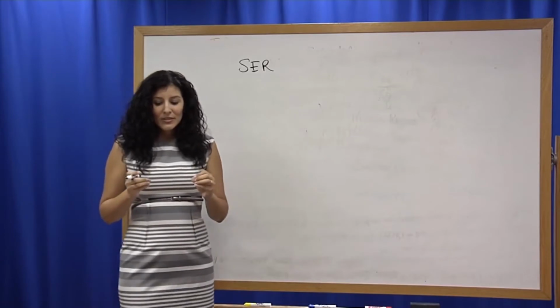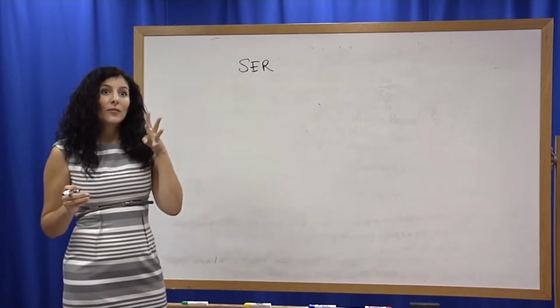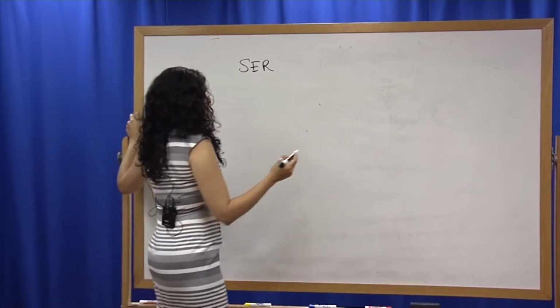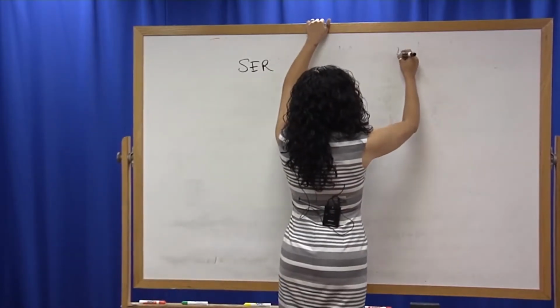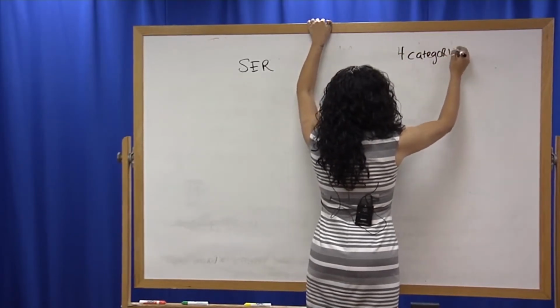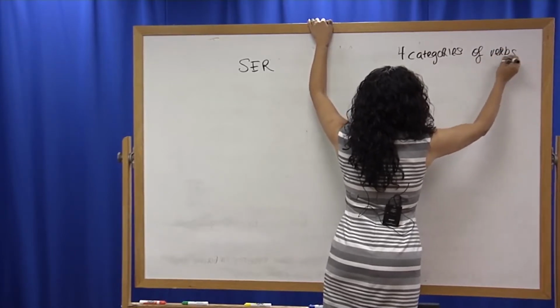And it is important to see within the present tense that in Spanish, there are 4 different categories of verbs that exist in the present tense. So we have 4 categories of verbs for the present tense.